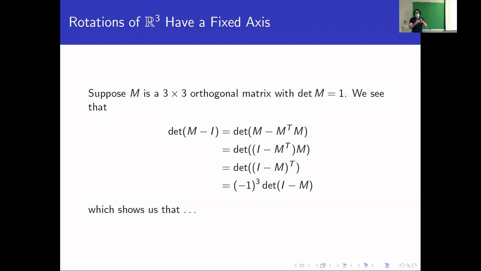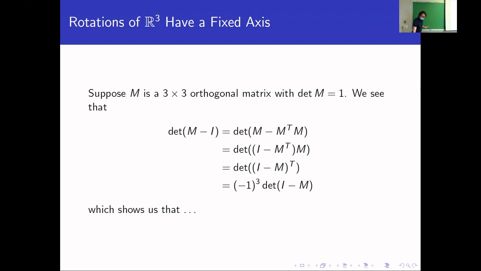So what I'm thinking is, what if I do my North and South Pole rotation, and then rotate that way? That should be an orthogonal matrix. And it's not obvious to me that there was a fixed axis when I applied those two one after the other. So this would be something kind of interesting to prove.